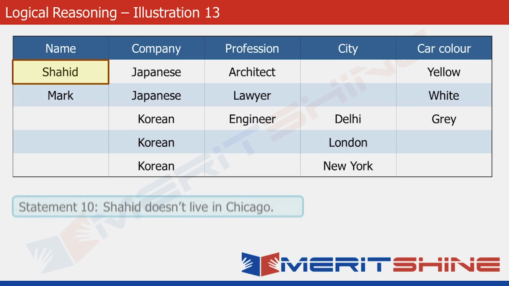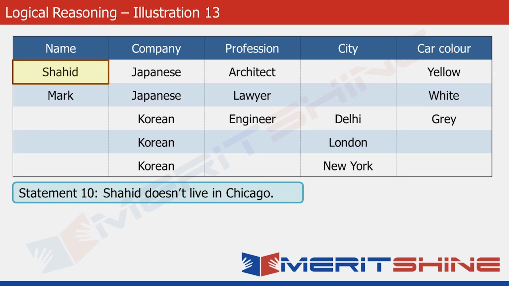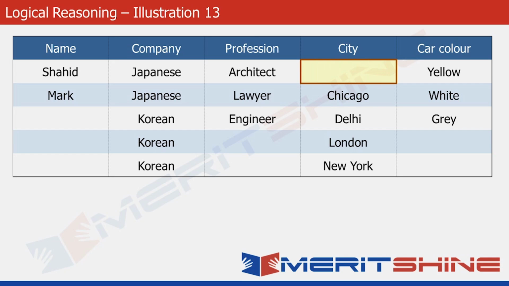Now the next statement, statement 10, tells us that Shahid doesn't live in Chicago. Now if you look at the fourth column of this table, that's the city column, there are just two vacant cells in the first row and the second row. So if Chicago cannot be placed in the first row because Shahid doesn't live in Chicago, it has to be placed in the second row. That's this cell. So let's just write Chicago here. Now the only cell left in this column is this one in the first row, and the only city left is Kolkata. So it's obvious now that this cell would be occupied by Kolkata. So let's write Kolkata here and move forward.